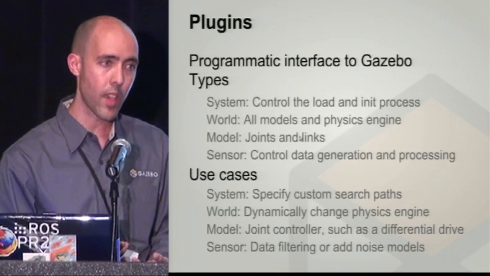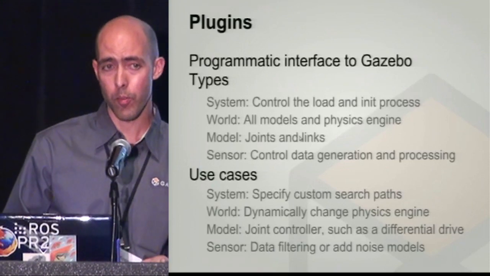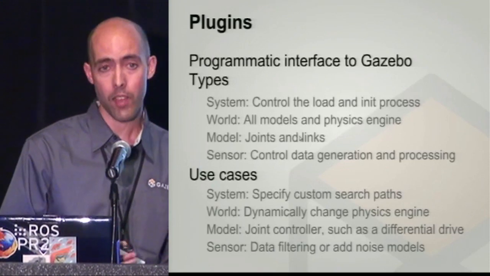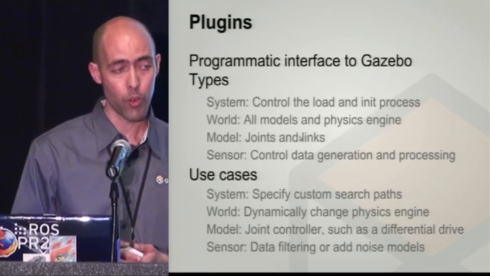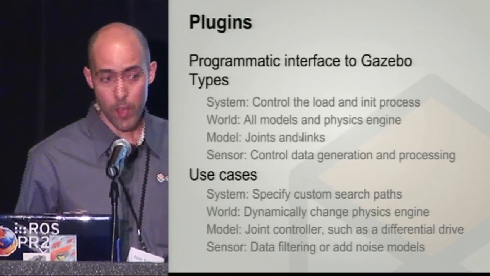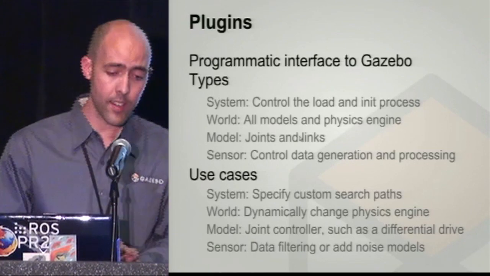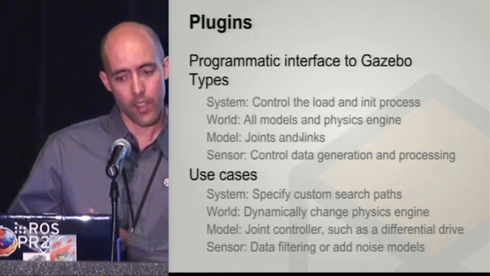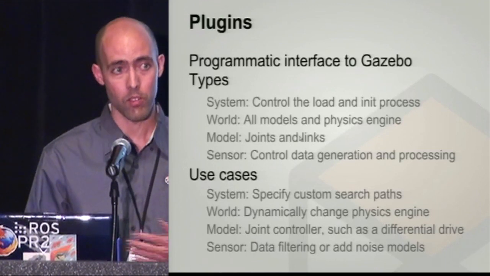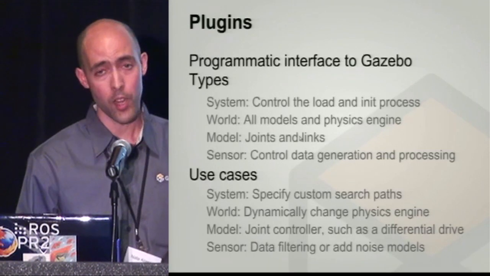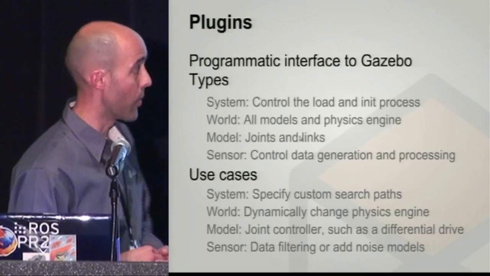And you can do things like control the position of a model, set its velocity, control the links to do things like have a differential drive or inverse kinematic controller, let's say. And slightly analogous to that is having a controller for sensors, so you can do things like pass data around, apply noise models, or any kind of filtering that you want.